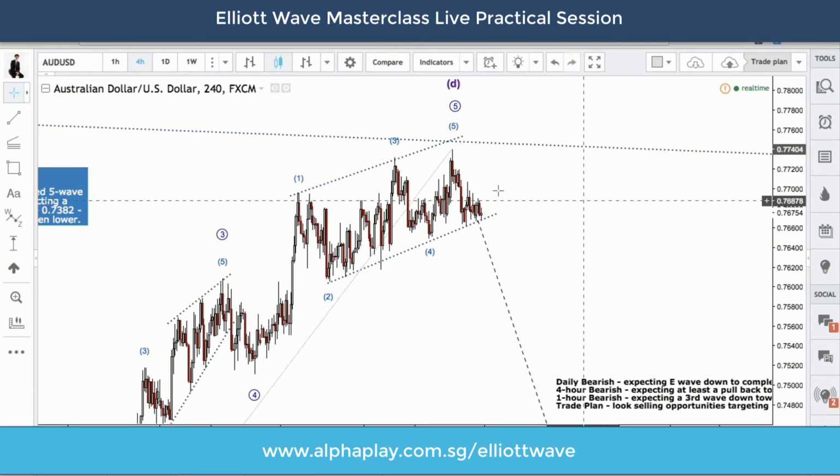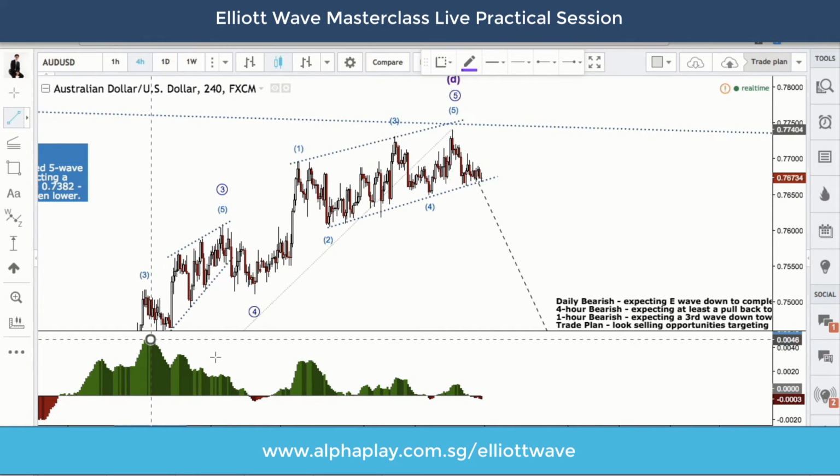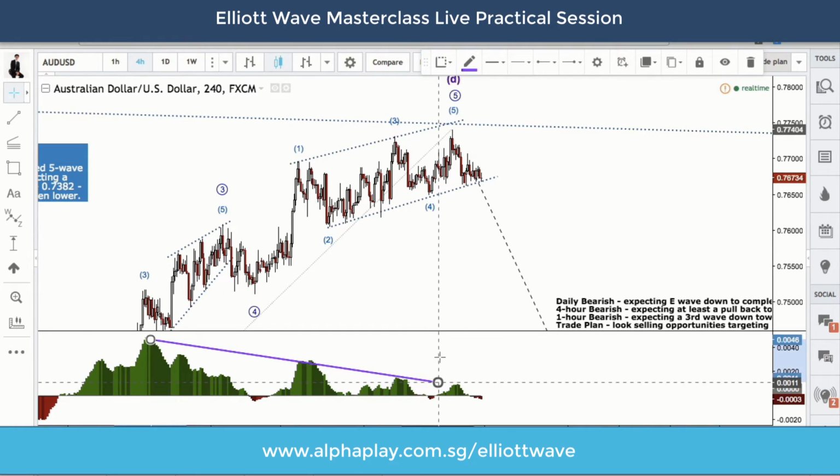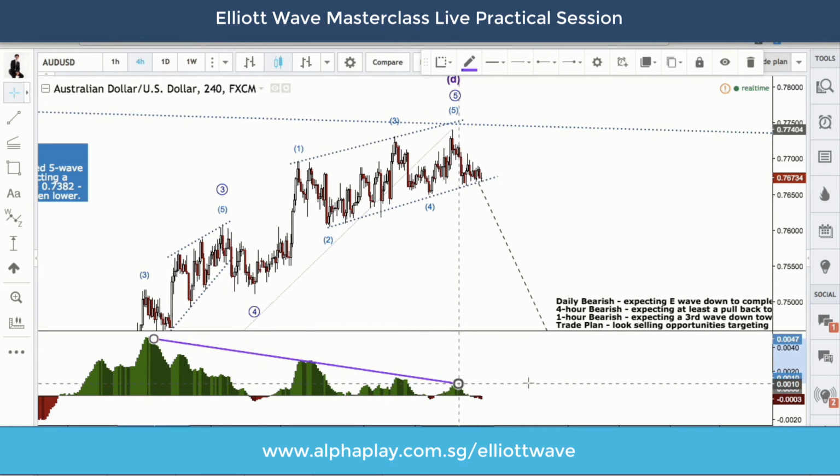What is an ending diagonal? The nature of it is that it's going to consolidate, moving smaller and smaller towards the top, and then there's a lot of overlapping. Right? Then most of the time, if I put in my divergence, this one you can see very clear it's a divergence. What did I put? You can see that?